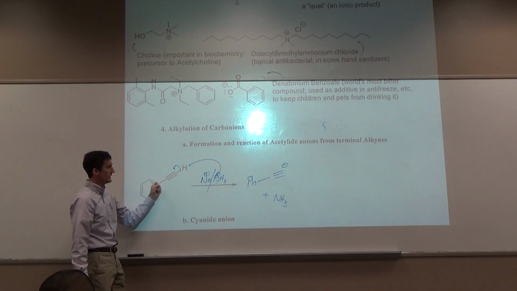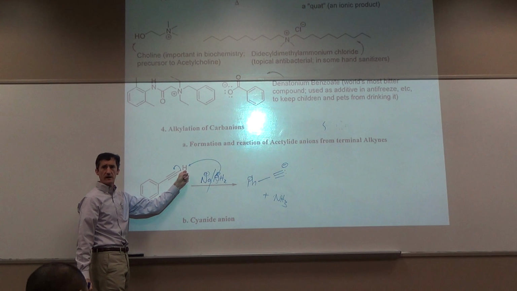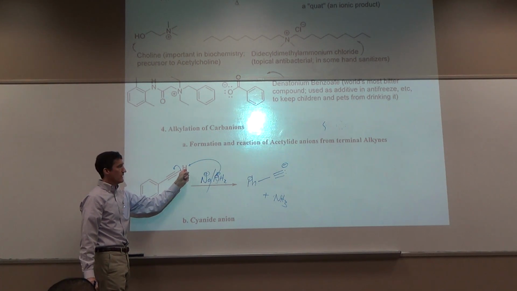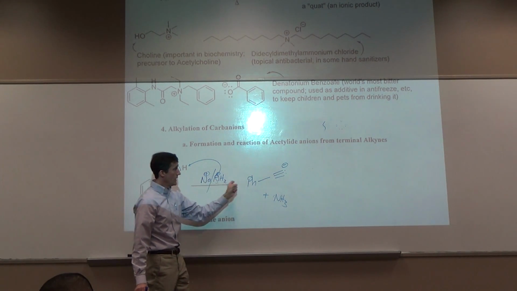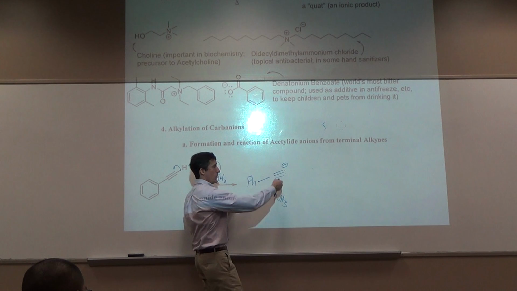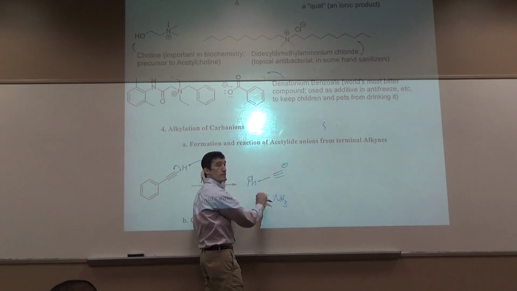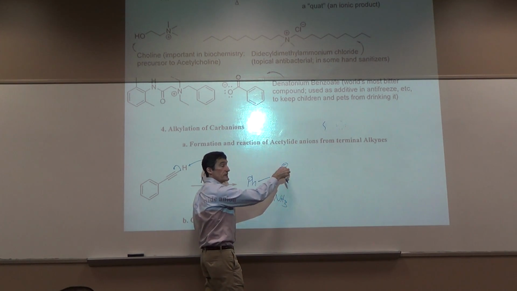This is just our acid-base reaction. You remember that terminal alkynes have some acidity. We can deprotonate them. And when you do this, what do you now have? You have a carbon with a lone pair. This can be a nucleophile.